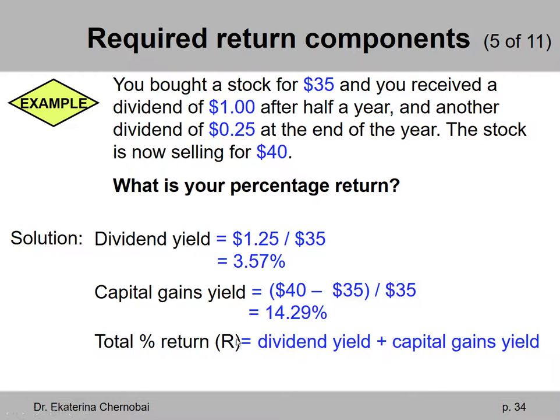The total return is the sum of the two yields, the dividend yield plus the capital gains yield. When you add 3.57% and 14.29%, you get a total of 17.86%. That's the total return on your money, the total return on $35 that you spent to buy one share of the stock.